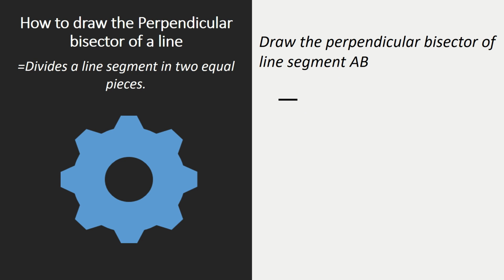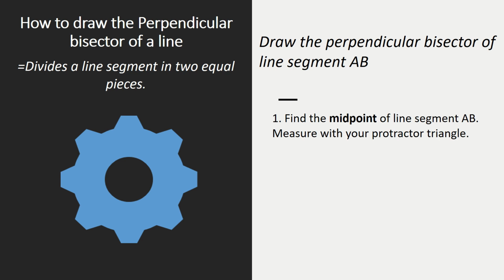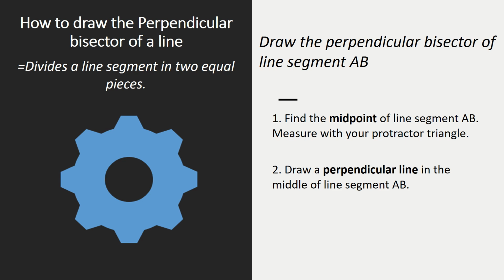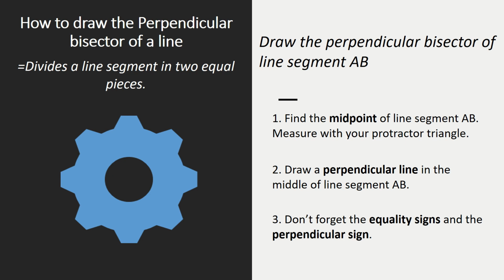Alright, so the steps. How to draw the perpendicular bisector of line segment AB. So first find the midpoint of line segment AB, and you need to measure this with your protractor triangle. Afterwards, you need to draw a perpendicular line in the middle of line segment AB. And then don't forget the equality signs and the perpendicular sign.